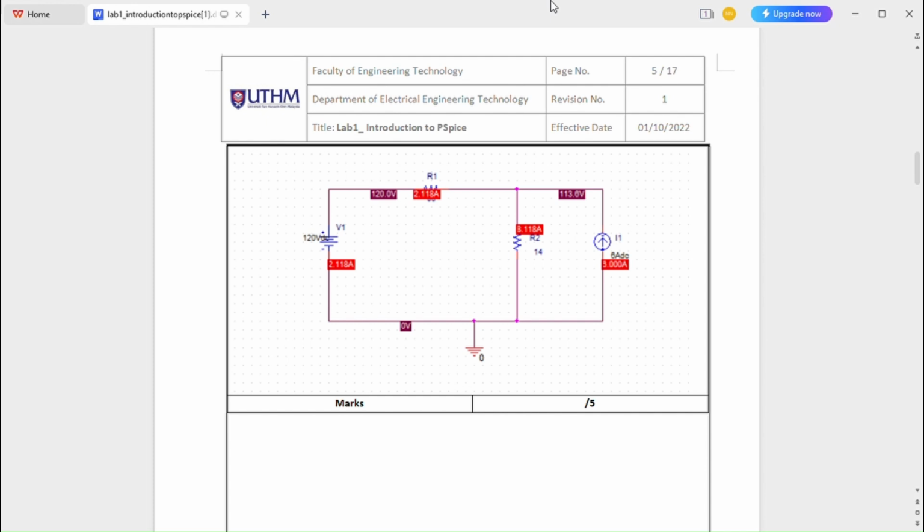The current source I1 is set to 3 ampere. This current source provides current in the same direction as the current through R2. The voltage at the node between R1 and R2 is around 113.8 volt relative to ground. The ground point is set at 0 volt as the reference.